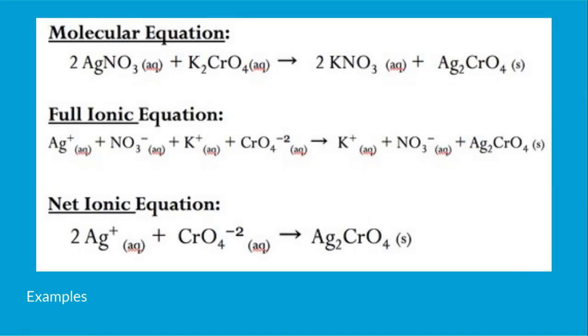So I would put a 2 in front of the silver plus, and then a 2 in front of the NO3 minus. It'll help you keep track of where your coefficients are. But down here on a net ionic, that's the correct way we want to write it. So we do have 2 silver plus still, and all our spectator ions have been canceled out.